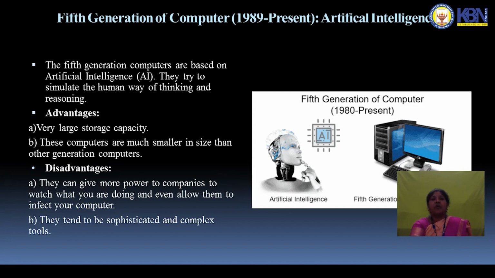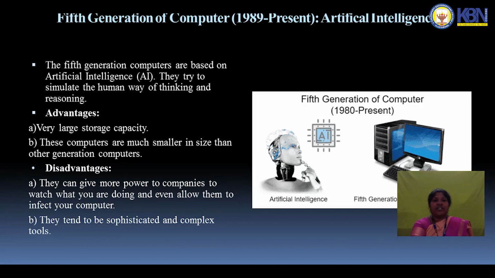See here, very large storage capacity. These are the advantages. The first one is the very large storage capacity we need, and these computers are much smaller in size than other generation computers. Compared to the last four generations, here the size is very small. We call it micro size, okay. And we have some disadvantages also.